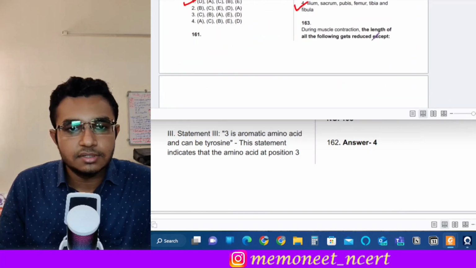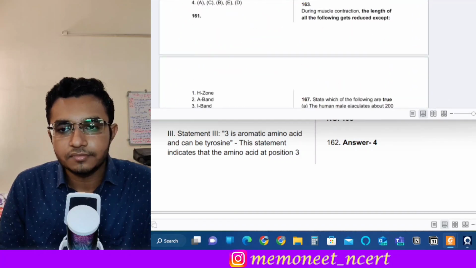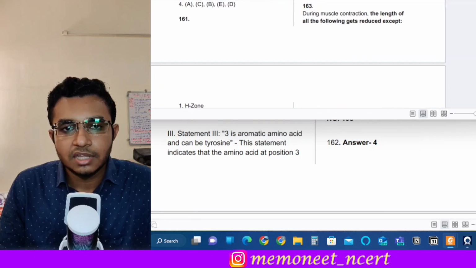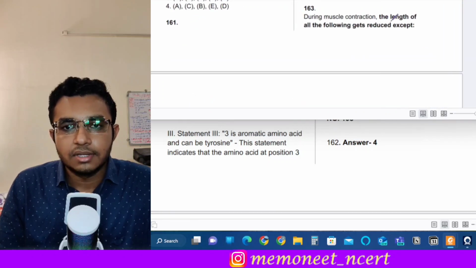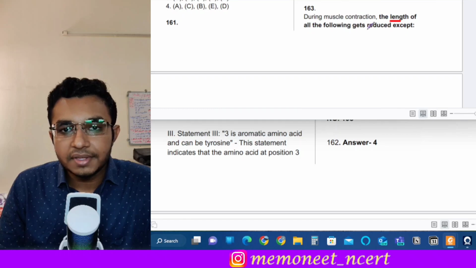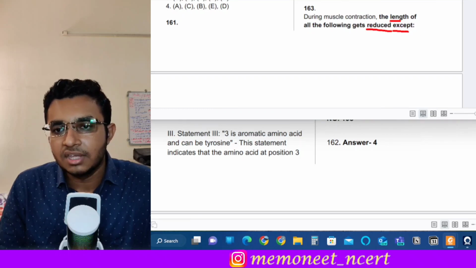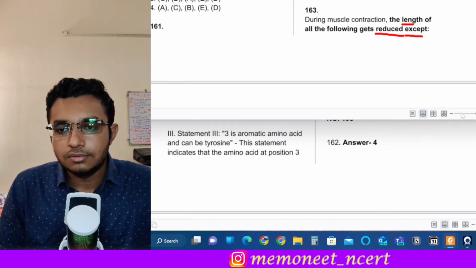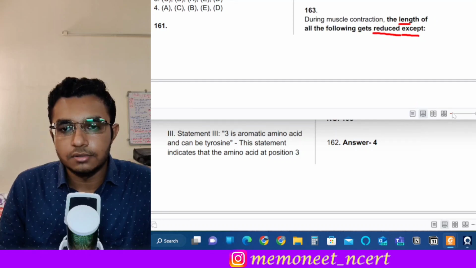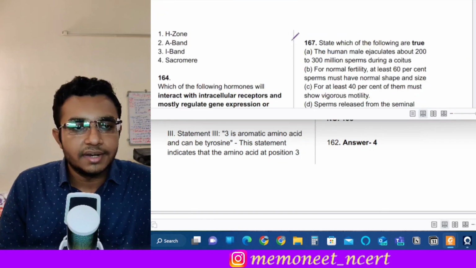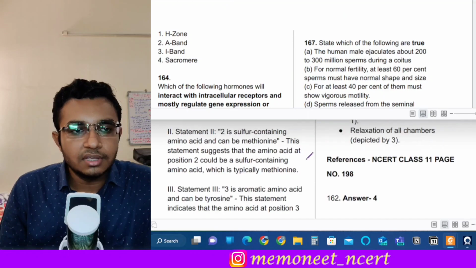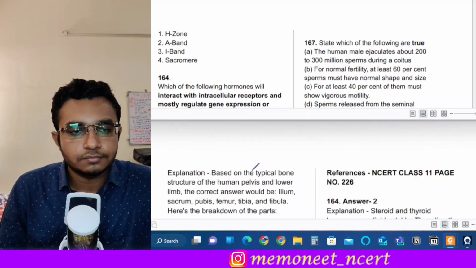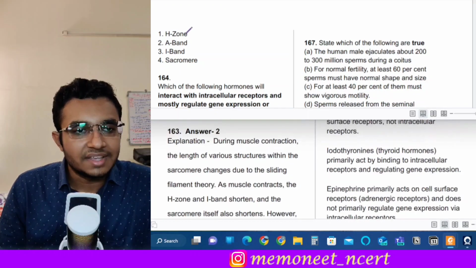The next question is question number 163. It states that during the muscle contraction, the length of all of the following gets reduced except. Okay? So, it is asking which of the following lengths are not reduced. Okay? Let us see the options. The options given over here are, the first is H zone, okay?